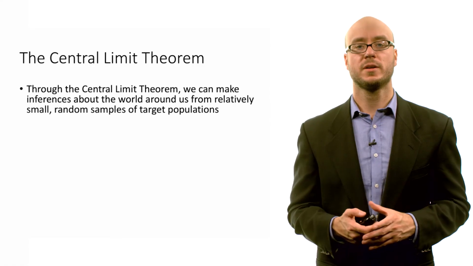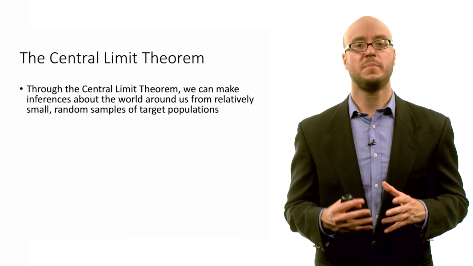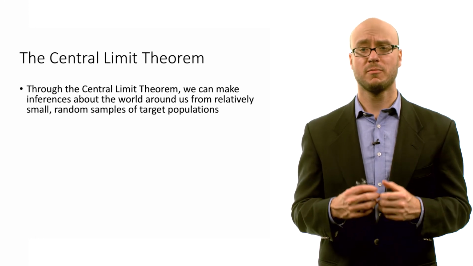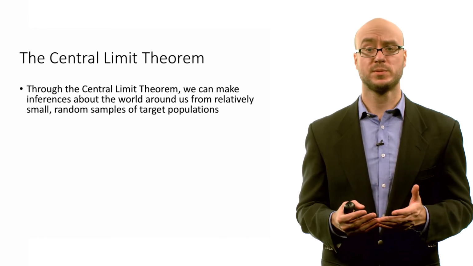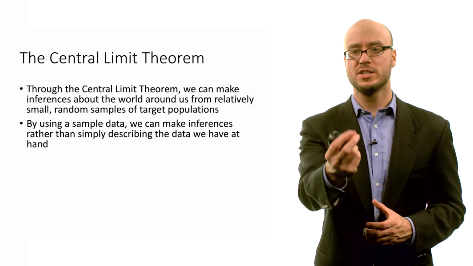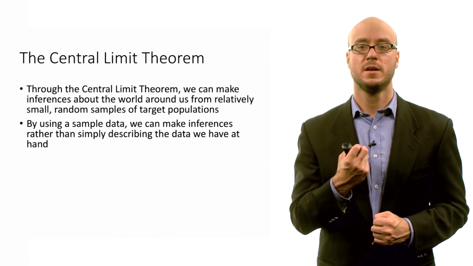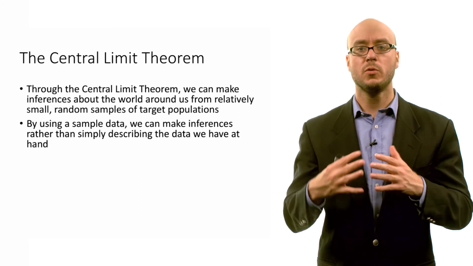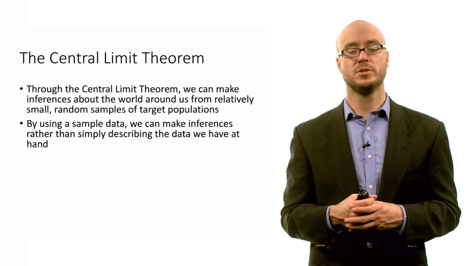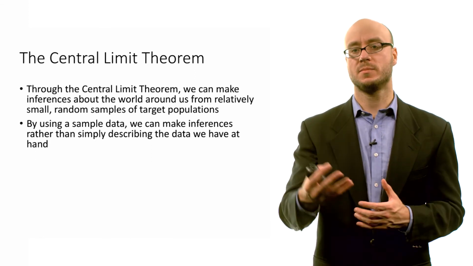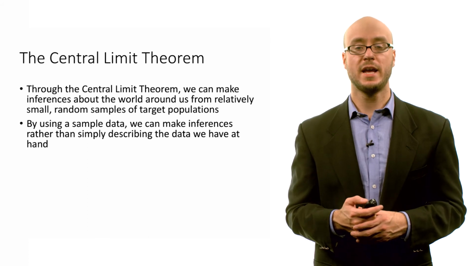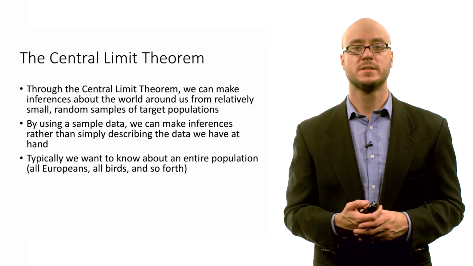The central limit theorem is very powerful because it tells us we can make inferences about the world around us from relatively small random samples of target populations. We don't have to conduct a census. We can just collect a random sample. And since we know the properties of the sampling distribution, we can use it to make inferences about a population based on a set of representative data gathered from a random sample.